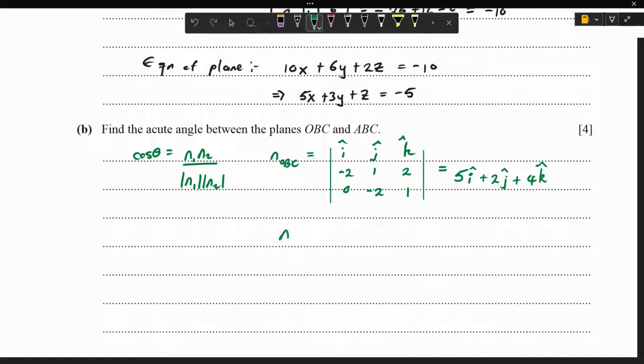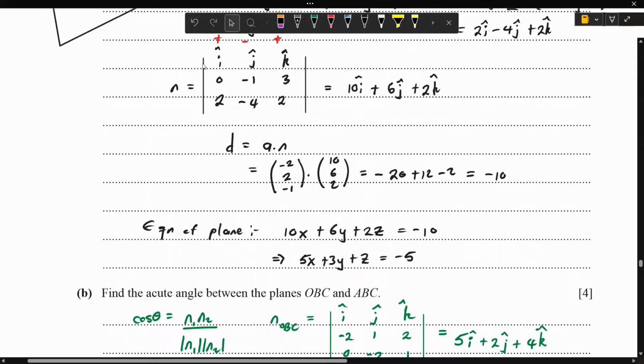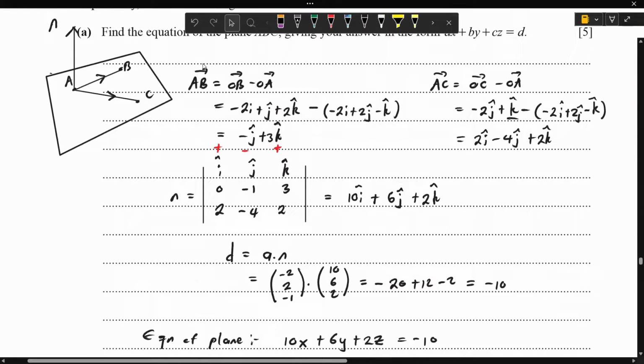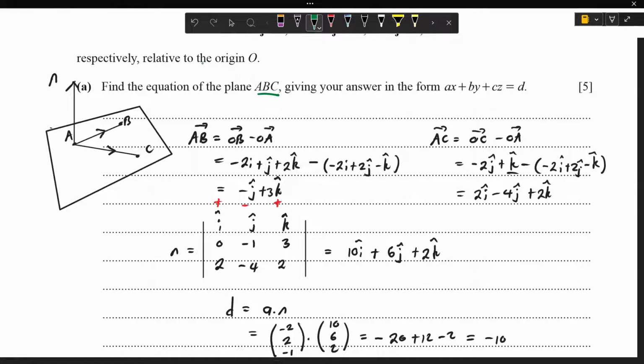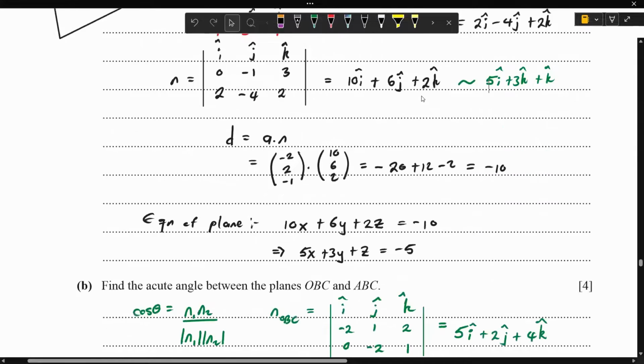All right. The normal to ABC, the plane ABC, we already have it. The plane ABC is the one we're working with. And we got the normal to be this, which is actually proportional to, if we reduce it to lowest terms, dividing by the common 2, 5i plus 3j plus k, basically, all right? So 5, 3, 1, okay?